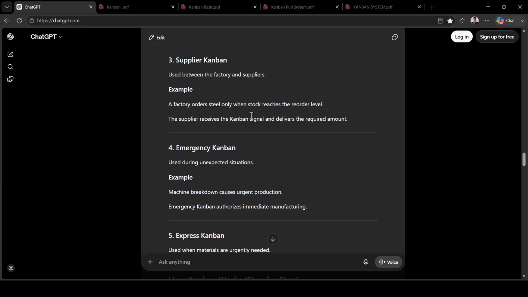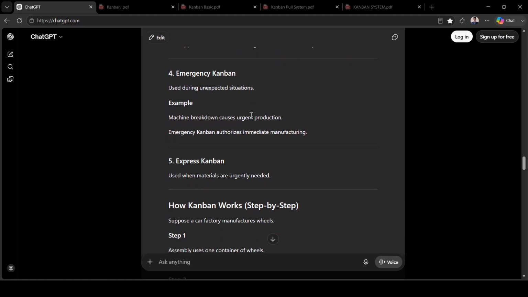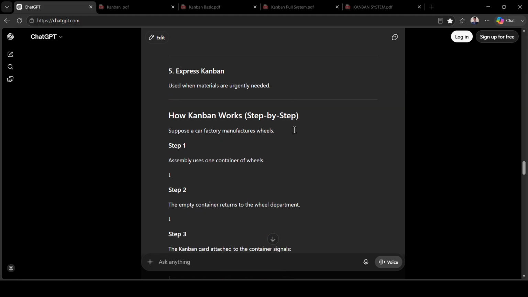And emergency Kanban, used during unexpected situations. Example, machine breakdown causes urgent production. Emergency Kanban authorizes immediate manufacturing. Express Kanban is used when materials are urgently needed.